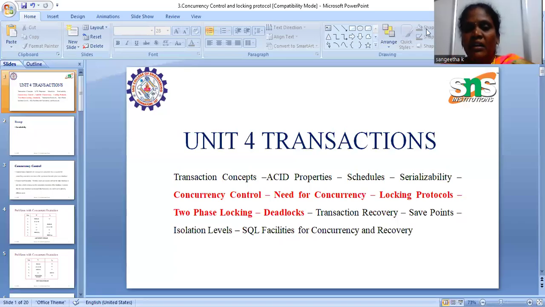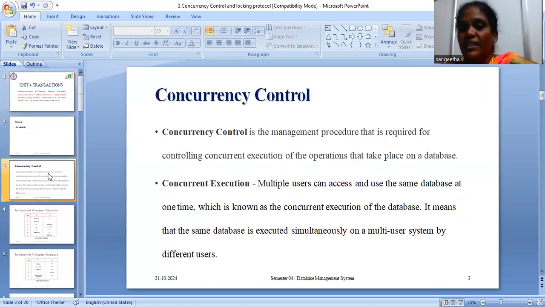Hi everyone. Last class we discussed transactions and their properties, and now we're going to discuss concurrency control and the need for concurrency. Concurrency control is a management procedure required for controlling the concurrent execution of common shared data. If one or more transactions share some data, the data will be accessed by both transactions, so we have to control which transaction has control of the data.